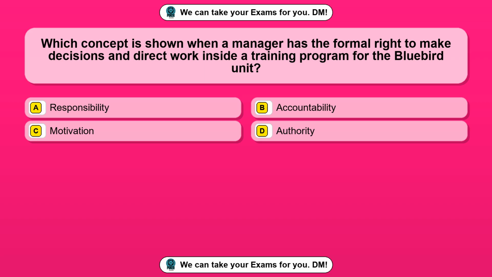Question 33. Which concept is shown when a manager has the formal right to make decisions and direct work inside a training program for the Bluebird unit? Option A, responsibility. Option B, accountability. Option C, motivation. Option D, authority. The correct answer is option D, authority.